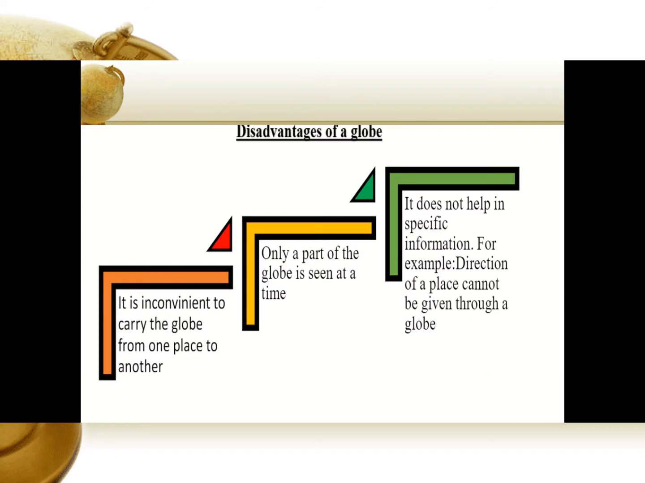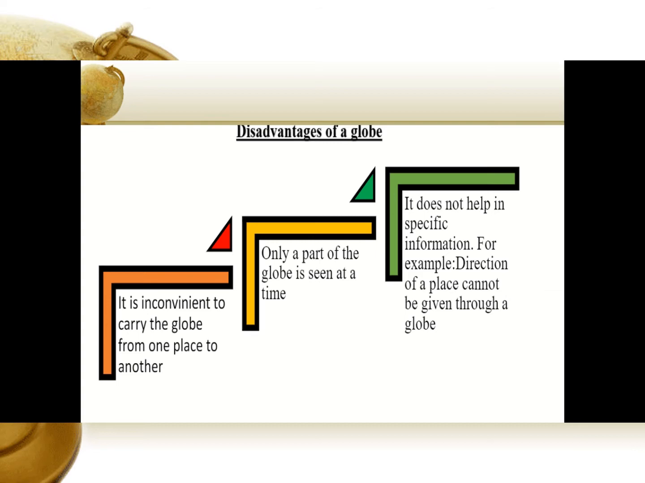What are they? Number one, it is inconvenient to carry a globe from one place to another. If you were supposed to carry 50 globes, you could not carry them. At one time, you can see only one side of a globe until you rotate it.